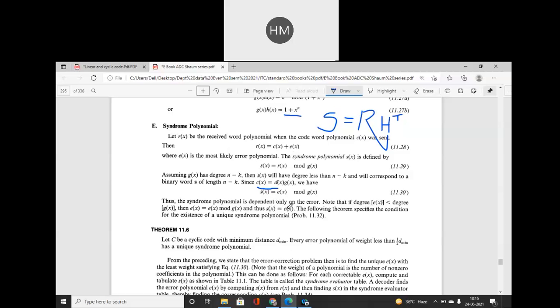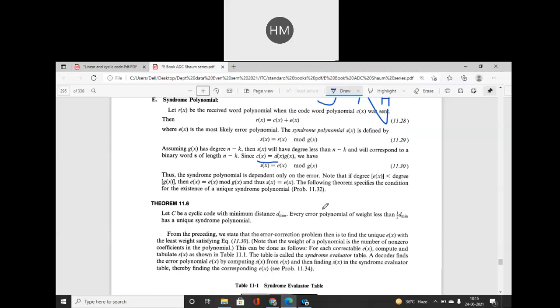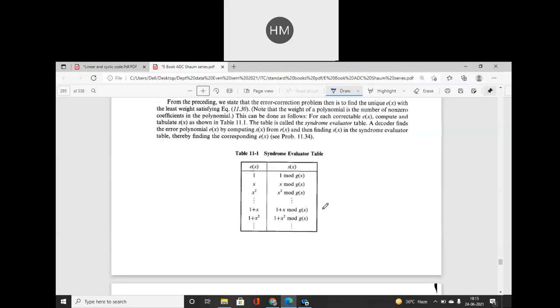Note that if degree of E of x is less than degree of G of x, then E of x is equal to E of x mod G of x, and thus S of x is equal to E of x directly, if this degree is small. Okay, so how will I find the error polynomial? E of x mod G of x, and hence I can write that S of x is equal to E of x only. This we will see in the numerical, how it is possible. Just write down these equations, then we will move ahead.